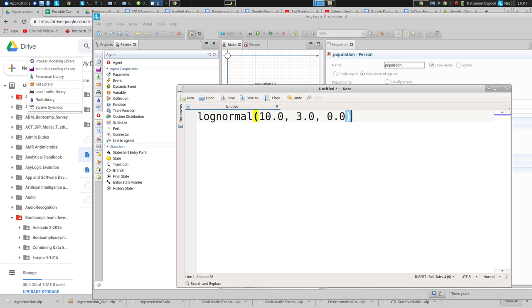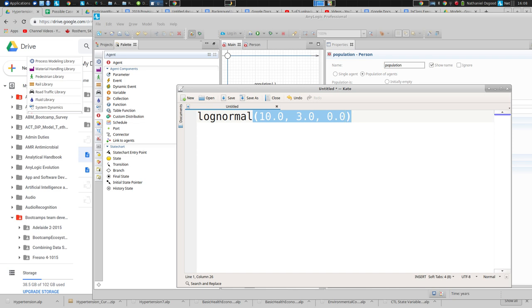You notice I put these parentheses. These parentheses give log normal. This is what's called a function or a method. It gives it all the information it needs to do its job. Like in high school, you'd write sine of 45 degrees, or sine of 2 pi or what have you. We put the things that it needs to do its job in parentheses.